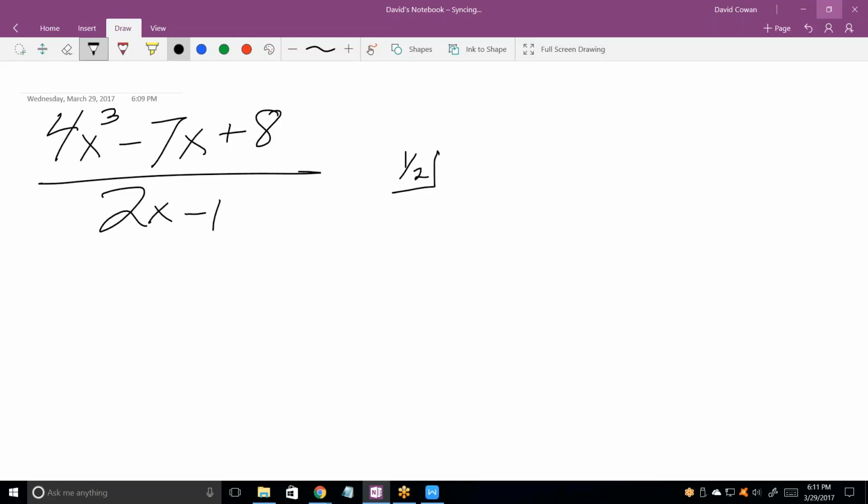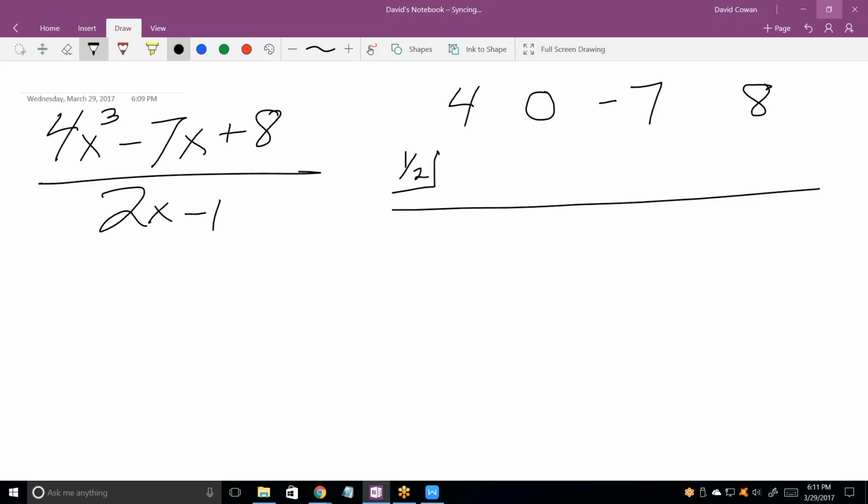Now, what goes across the top? 4, negative 7, and 8. Got to put in a 0 for the missing x squared term. Then minus 7 and 8. And you'd have to put in a 0 whether you were doing long division or synthetic division. You have to allow for all degrees of x.